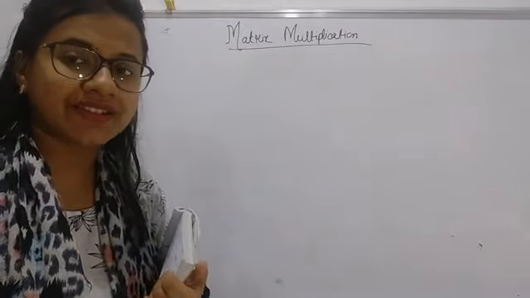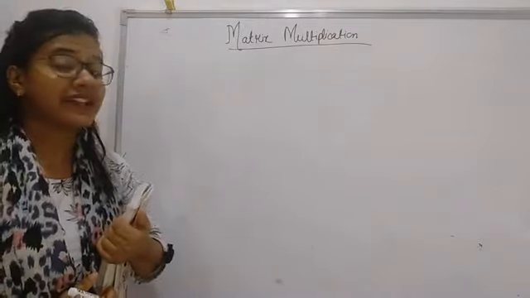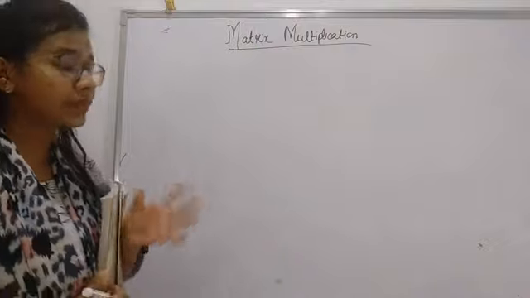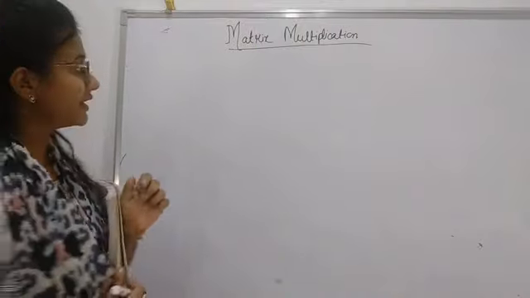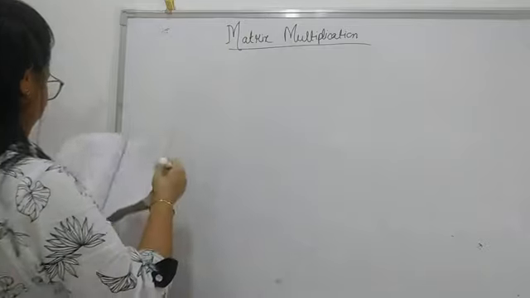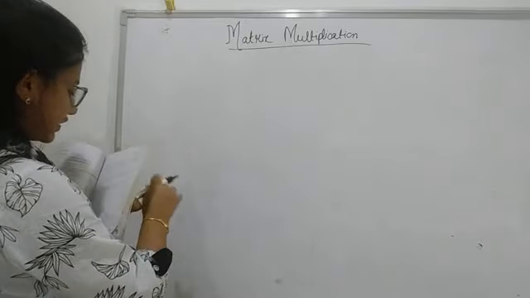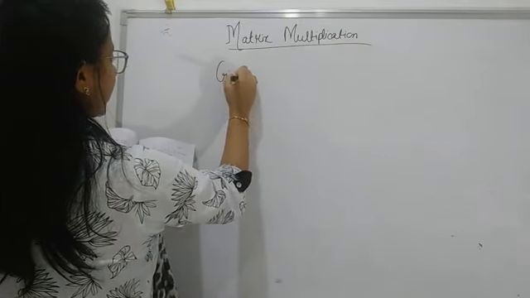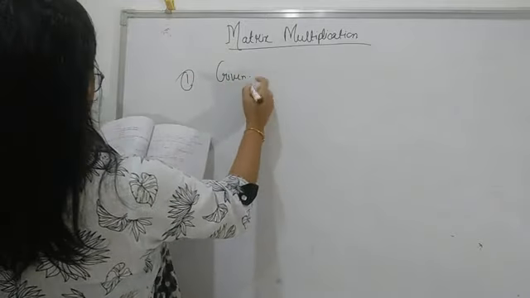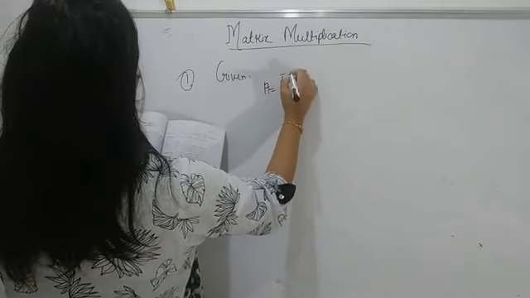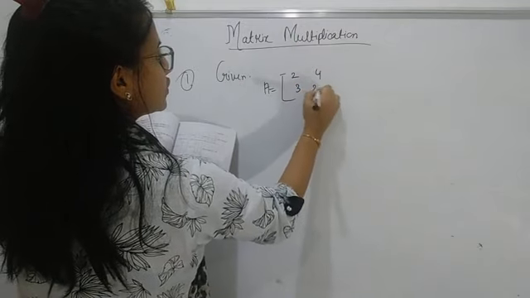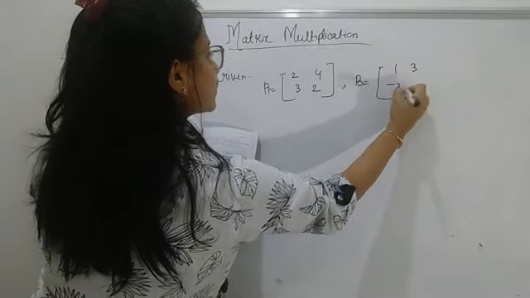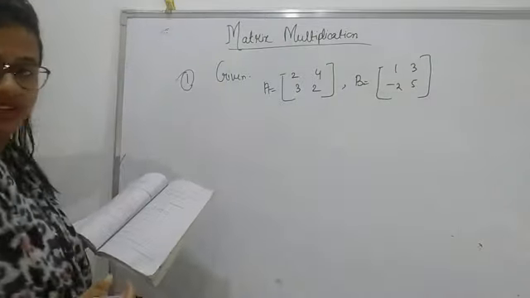Hello students, in our last classes we have seen some operations on matrices like matrix addition, matrix subtraction, or matrix multiplication by a scalar. So today we will see how two matrices are multiplied. Suppose this is one matrix, a question I am solving from exercise 3.2. Question number 1 of exercise 3.2: given A is equal to 2, 4, 3, 2 and B is equal to 1, 3, minus 2, 5. How to multiply these two matrices?